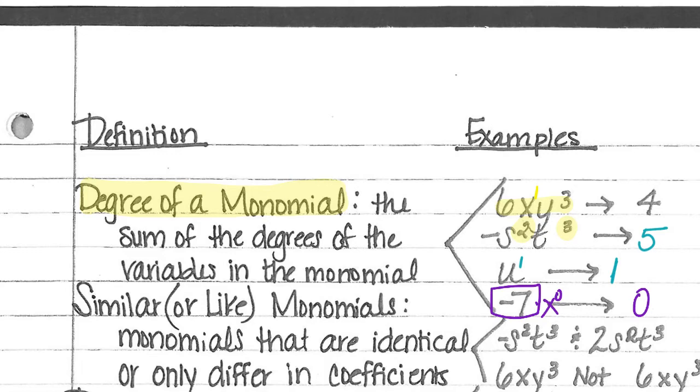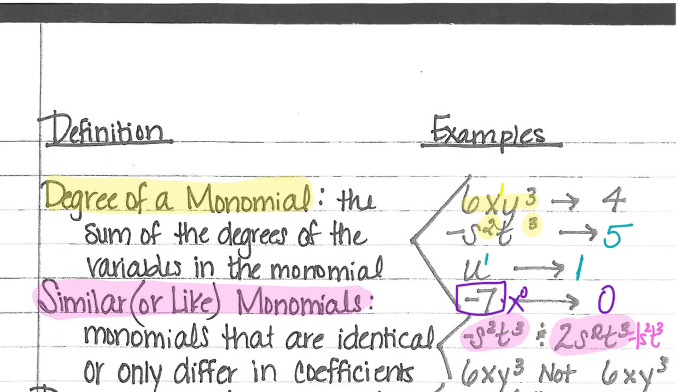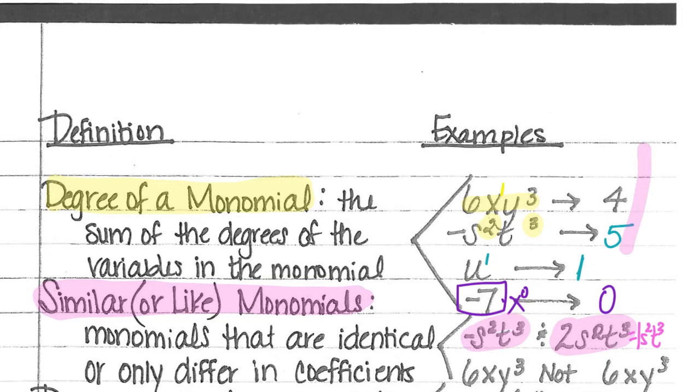All right, let's move on now. Let me change colors here, and let's move on to like terms, similar or like monomials. Again, a monomial is just one term. If they are like, notice -s squared t cubed, 2s squared t cubed, those are like terms, and I can add those. Remember, if I added those, that would be 1s squared t cubed. I need to move my paper over. All right, let's move on.